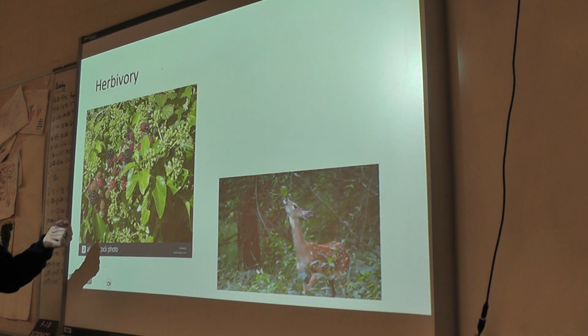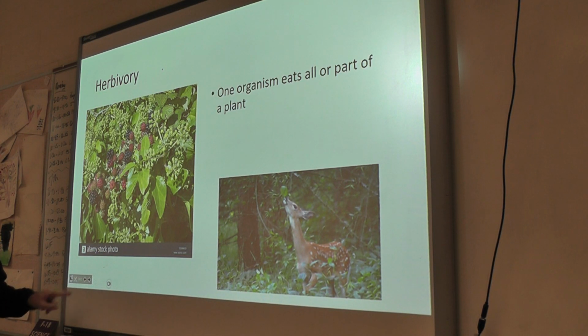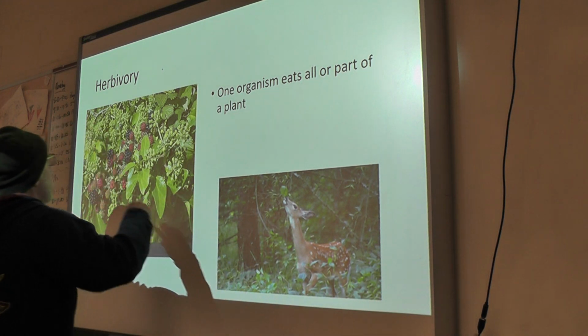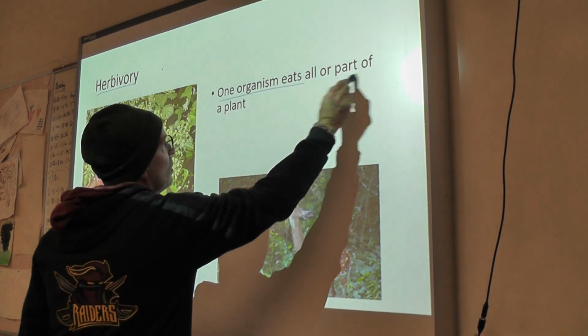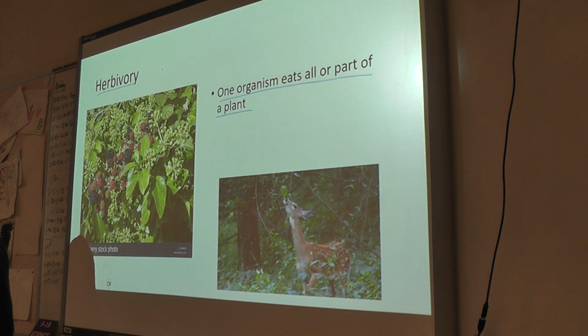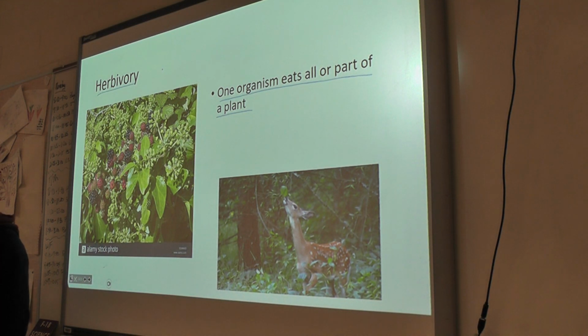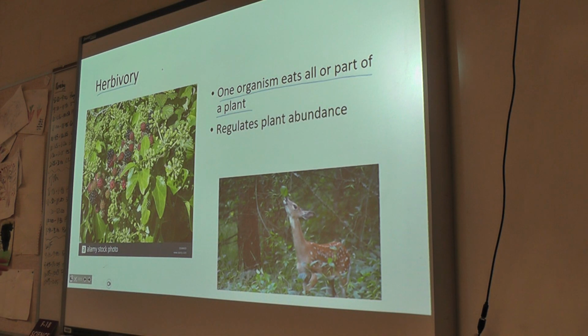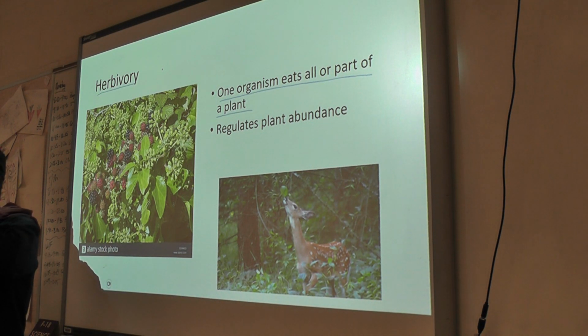Herbivory is our next category of interactions, and herbivory is when we have an organism that eats all or part of a plant. You're familiar with predator-prey relationships, but you're very familiar with herbivory. Herbivory is very easy to categorize, it's very easy to identify. And what's really interesting about herbivory is that, kind of like the whole keystone species thing, it turns out that in most ecosystems, there's an ideal level of herbivory.